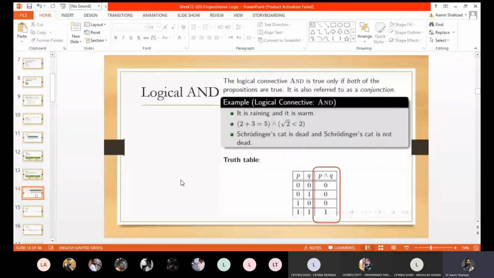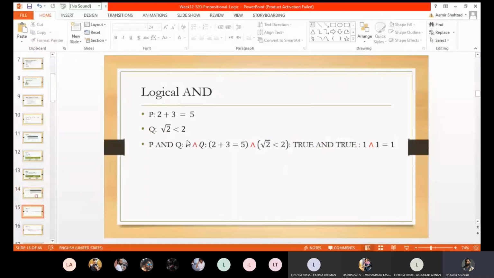If we say Schrodinger's cat is dead, this statement is false, then Schrodinger's cat is not dead, that has to be true. So this is 1 and 0. So 1 and 0, the 0 and 1 is going to be false. It's going to be 0. So this again we have analyzed.